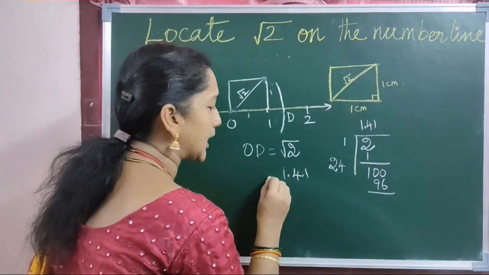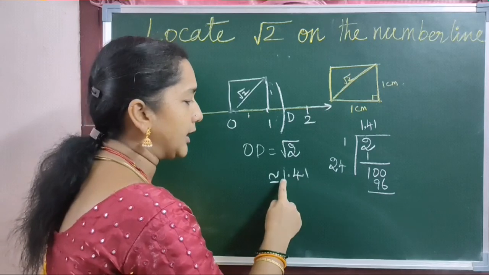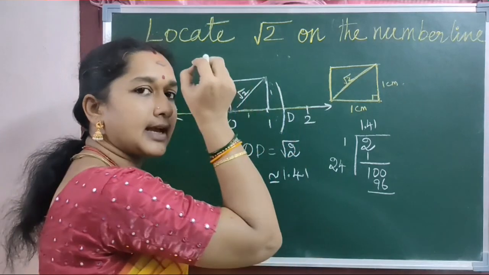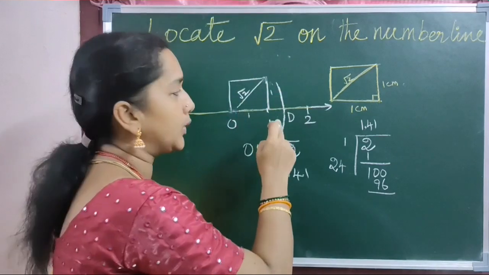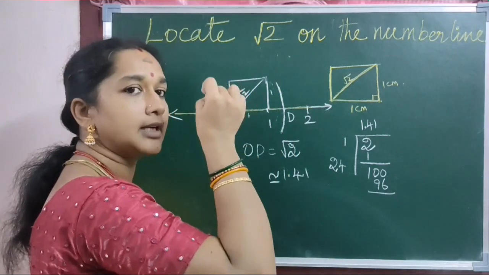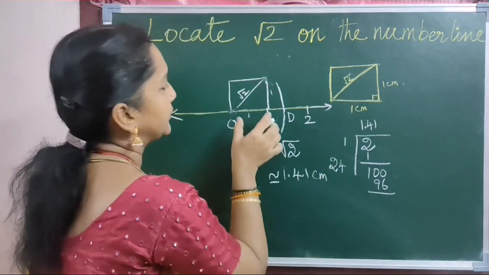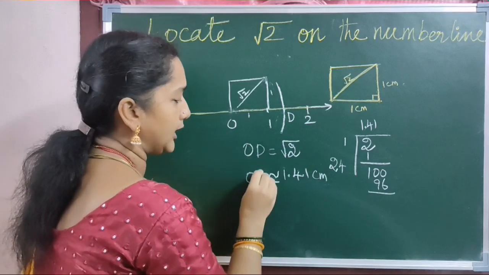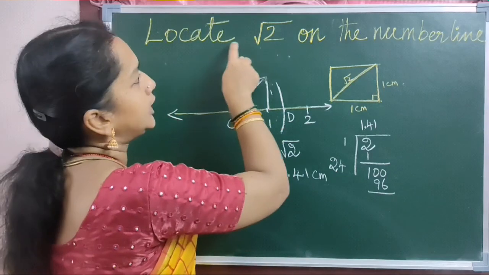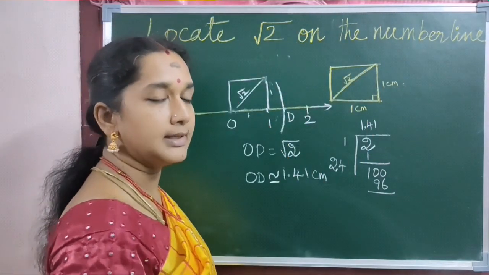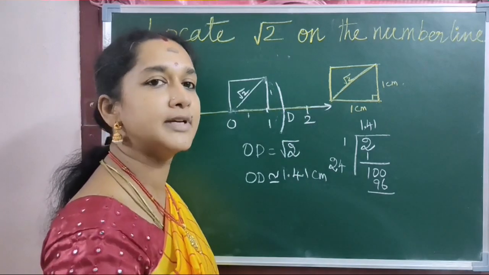So you can write this as approximately. That is not the exact value. Approximately 1.4. It should not be exactly 1.4. Slightly after that, little greater than that, you have to get. So 1.41 centimeter. So this is the length OD. OD is approximately equal to 1.41. So I represented root 2 on the number line. The same procedure you have to do for whatever root numbers they have asked.